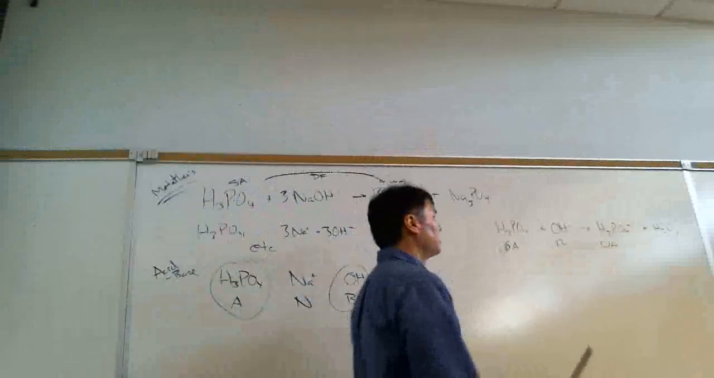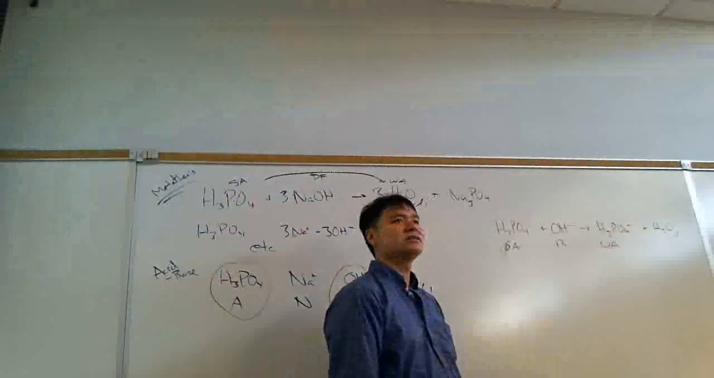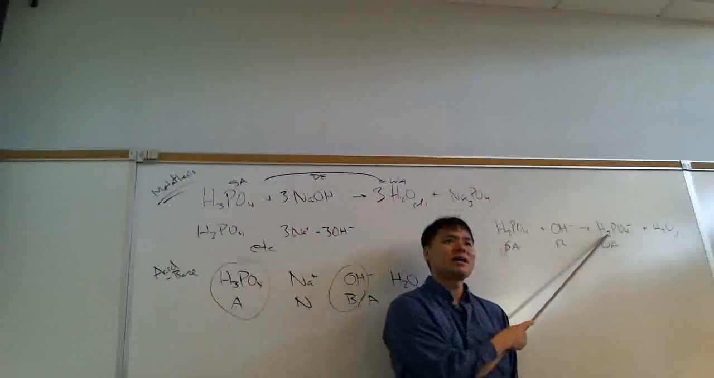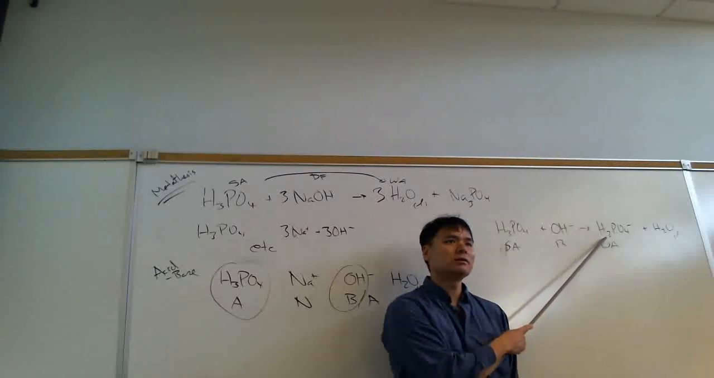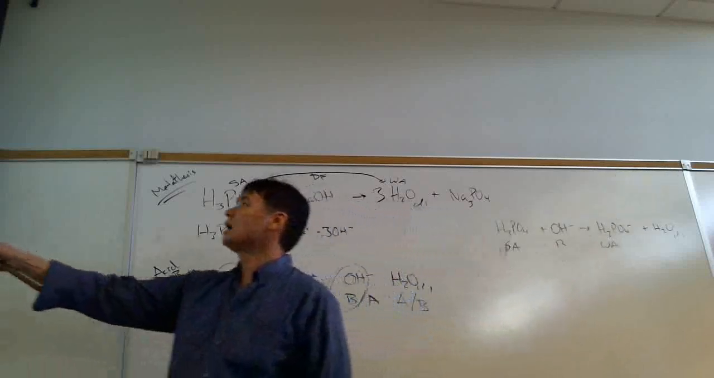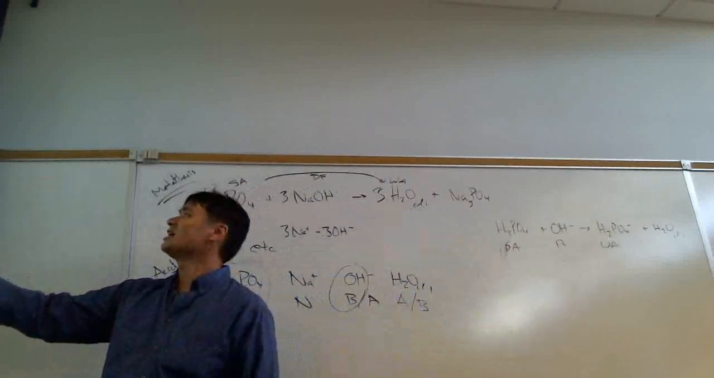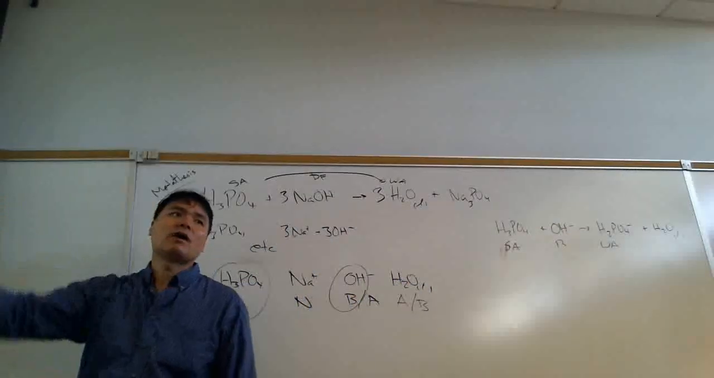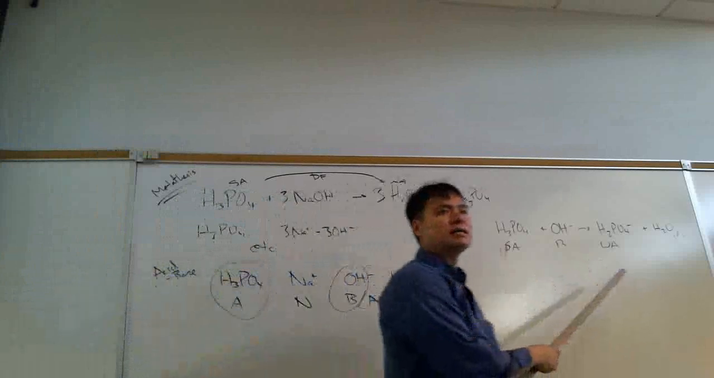It's a trick question because dihydrogen phosphate is not always an acid. Dihydrogen phosphate is what we call amphoteric. It could go either way. It could gain a proton or it could lose a proton. It occurs on both sides of the chart. Do you see dihydrogen phosphate here as an acid? It's also a base.